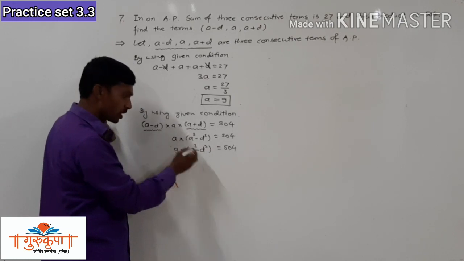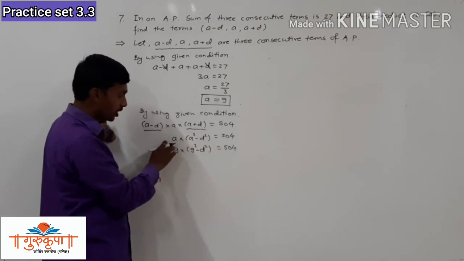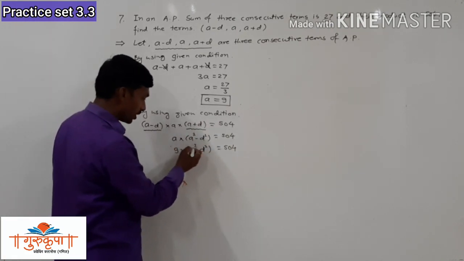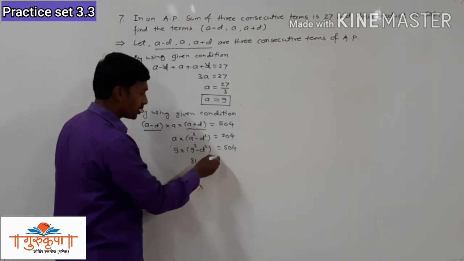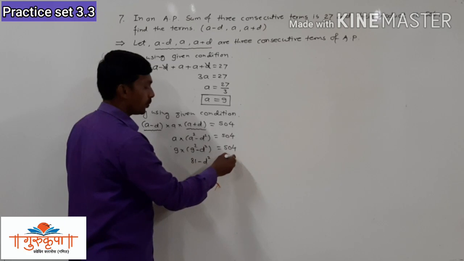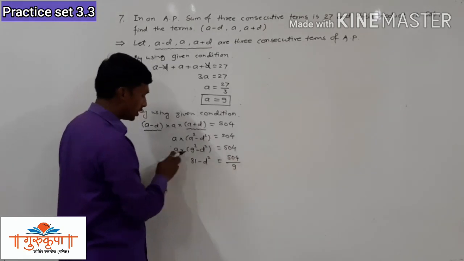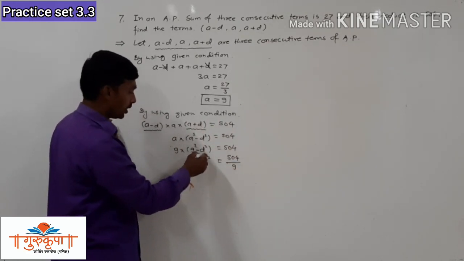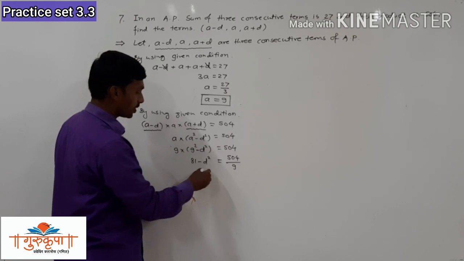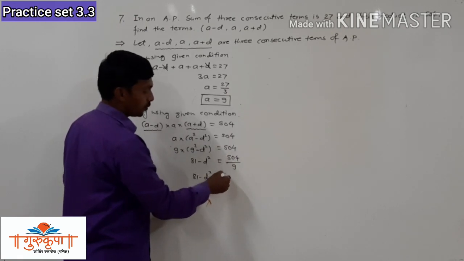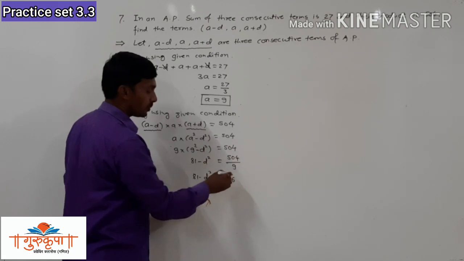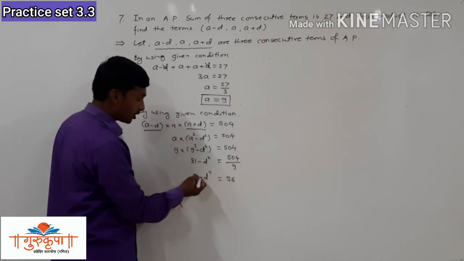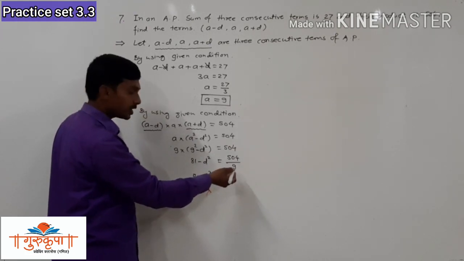Now first transfer this 9 to the right side, since it is there in the product, and if we transfer it to the right side, it will go into division. So you can get, 9 square is 81 minus d square is equal to 504 divided by 9. Since 9 is there in multiplication, if we transfer to the right side, it will go into division. So we have 81 minus d square is equal to, 9 5s are 45, 5 remaining, we have 54, 9 6s are 54. The division is 56.